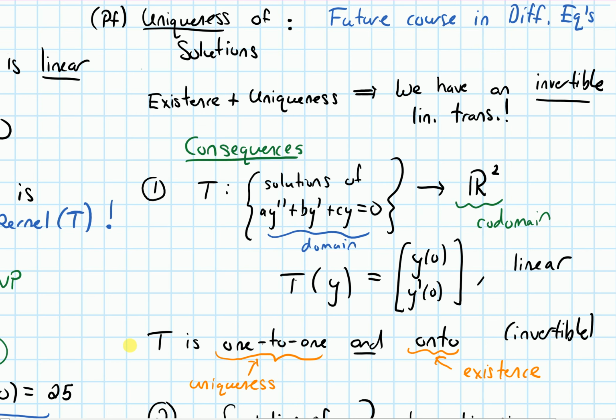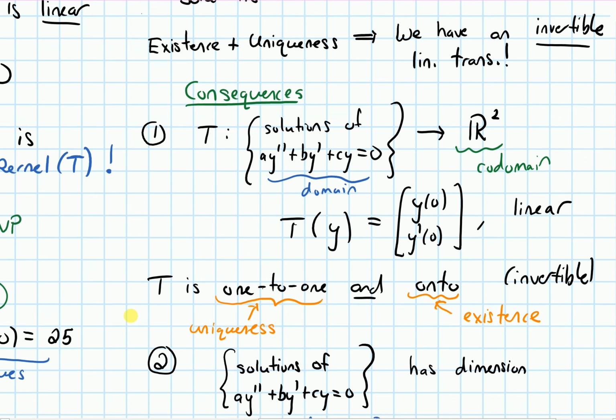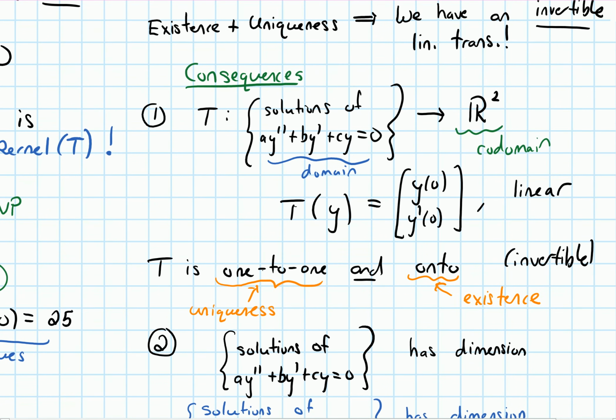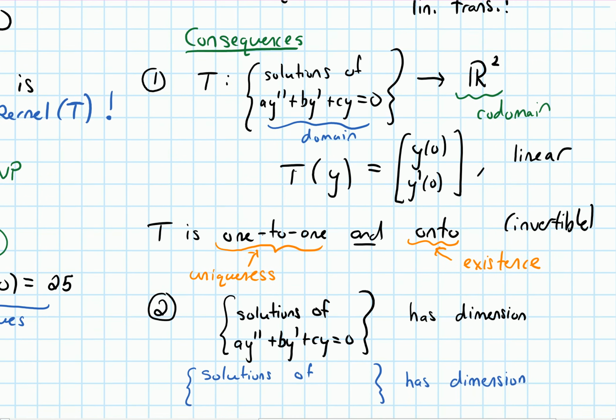All right, so one of the key takeaways from this, so the fact that this is a 1-to-1 and onto linear transformation, means that the set of solutions of our second order differential equation that we've been looking at, so the fact that this transformation is invertible, that it's 1-to-1 and it's onto, means that the dimension of the domain and the dimension of the codomain is the same. So when we talk about the set of solutions of our differential equation here, that's going to have the same dimension as R2 because our transformation is invertible. And the dimension of R2 is 2.